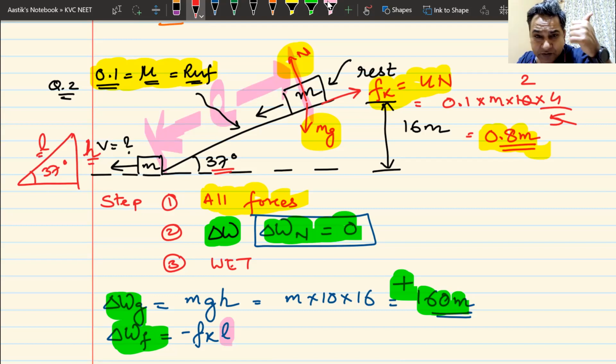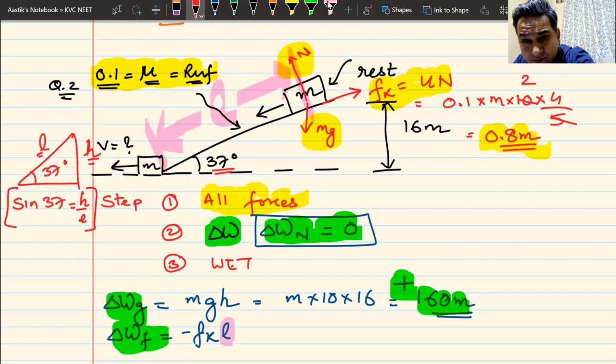This is L, hypotenuse, perpendicular, hypotenuse, and this is 37. So I can write sine of 37 is equal to h by L. I hope you all understand this. Sine of 37 is h by L. So sine of 37 is 3 by 5, so 3 by 5 is h by L.